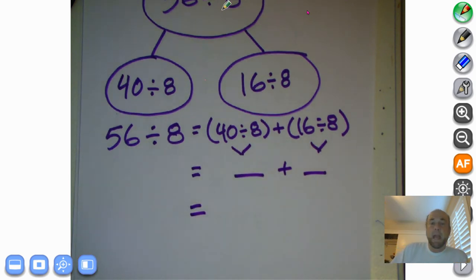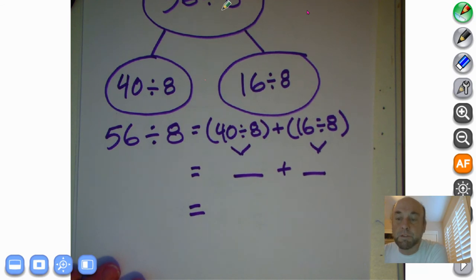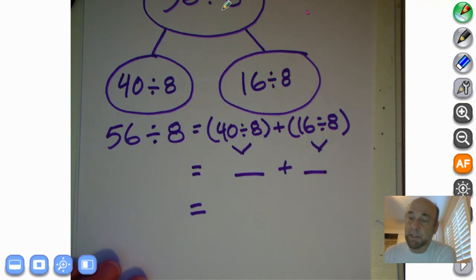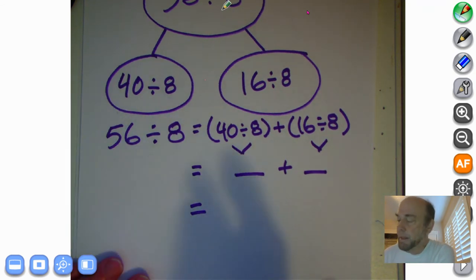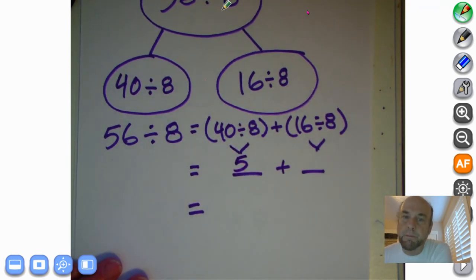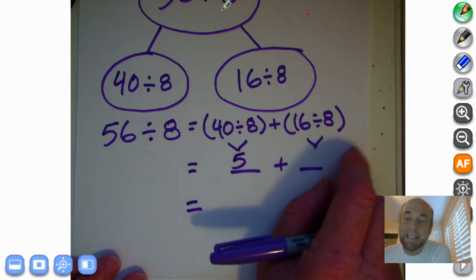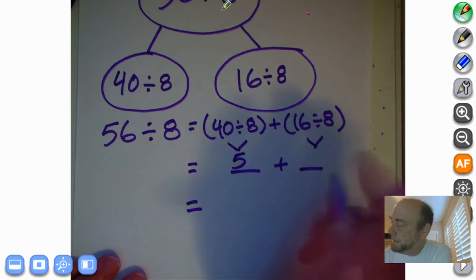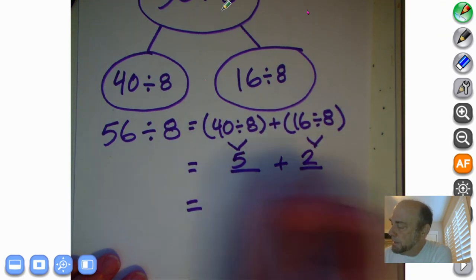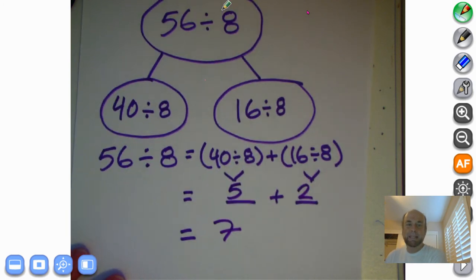Welcome back. I hope you thought about 8 times a number equals 40. 8 times what number? From the many videos we've watched, 5, 10, 15, 20, 25, 30, 35, 40. So that would be 5. And 16 divided by 8, let's count by 8s. 8 times 1 is 8, 8 times 2 is 16. There we have it. 5 plus 2 is 7. That is our quotient, our answer to 56 divided by 8.